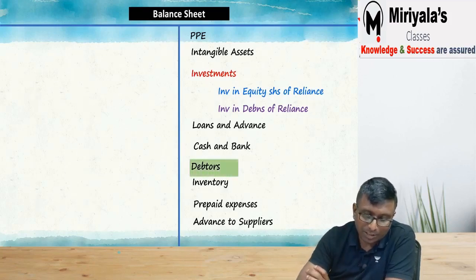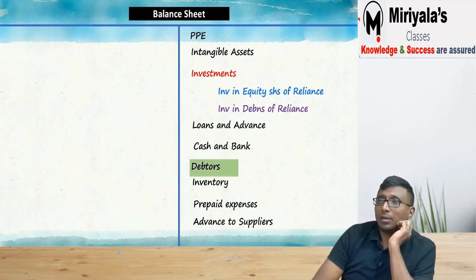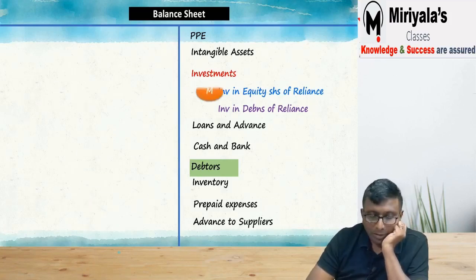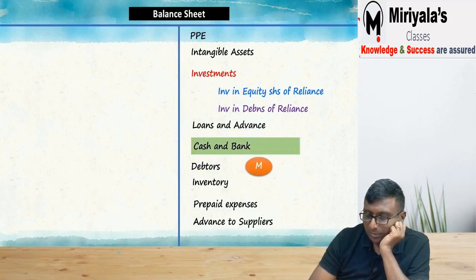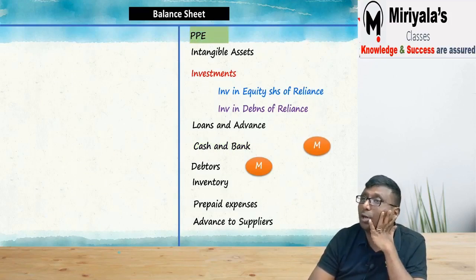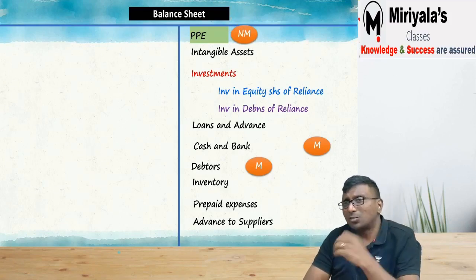Right. Tell me, first, debtors. Is a debtor monetary or non-monetary? Why? That person will give me cash. Correct? Yes, monetary. M for monetary. What about cash and bank? Monetary. Correct? Yes, monetary. Next, PPE. Monetary or non-monetary? Non-monetary. Yes. Why? It is not something receivable or payable.